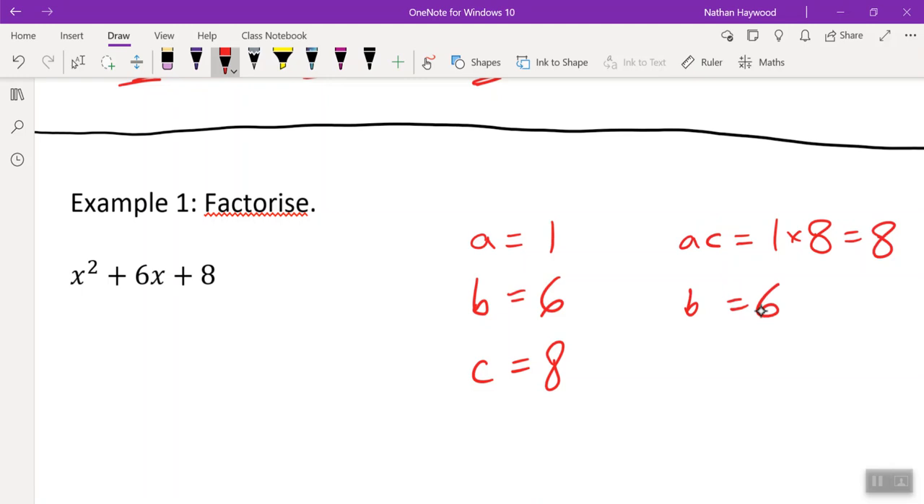So you have to think of all the factors of 8, and two of those factors need to add to get to 6, the middle number. So what are all the factors of 8? 1 and 8, 2 and 4. So which of those add to get to 6? So we have our answer.